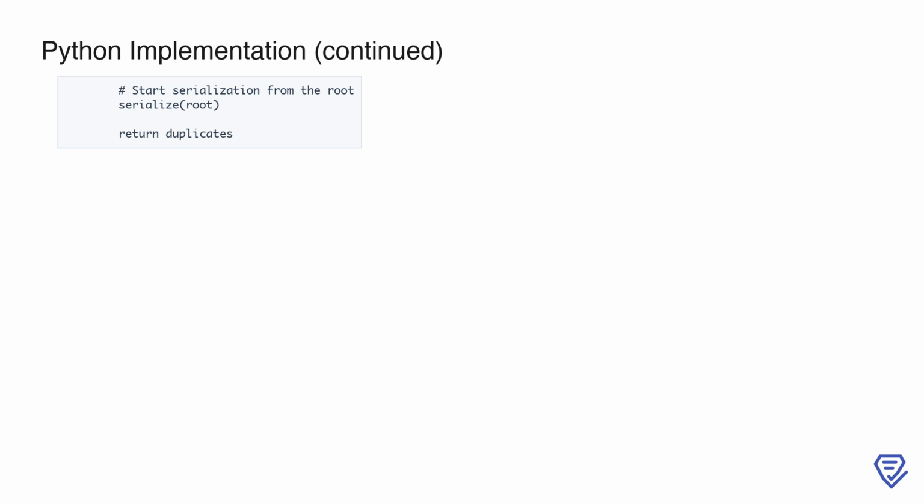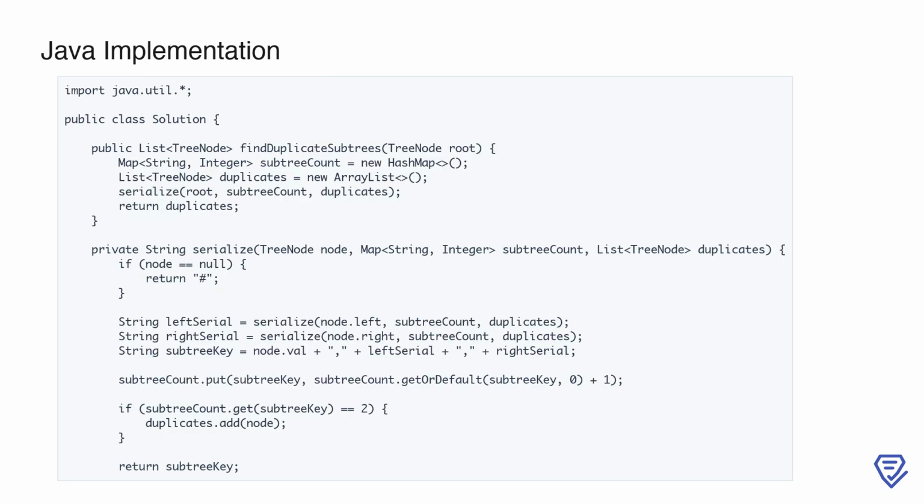The process begins by calling the serialize function on the root of the tree, which recursively traverses the entire binary tree, serializing each subtree and detecting duplicates along the way. Once the traversal is complete, the duplicates list contains all the duplicate subtrees, and we return this list as the final result. This approach ensures an efficient and systematic way to detect duplicate subtrees while leveraging the power of serialization and hashing. Here, we begin by defining the findDuplicateSubtrees method, which takes the root of the binary tree as input.